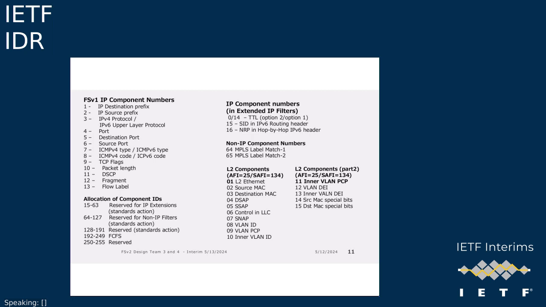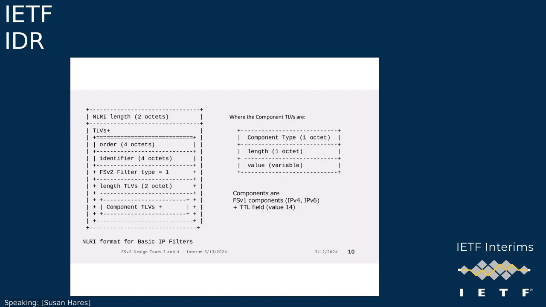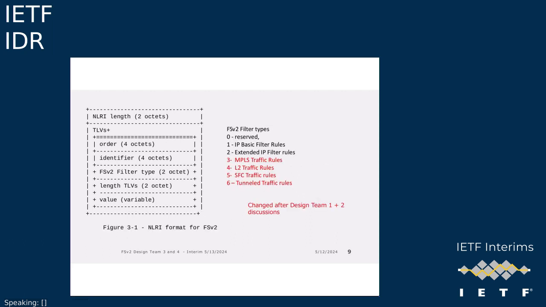Okay, that's my quick review. Any questions on the component numbers? That the component number definitions are unique to the types, that we have six types defined, one reserved, and then additional types, should we change, include them?